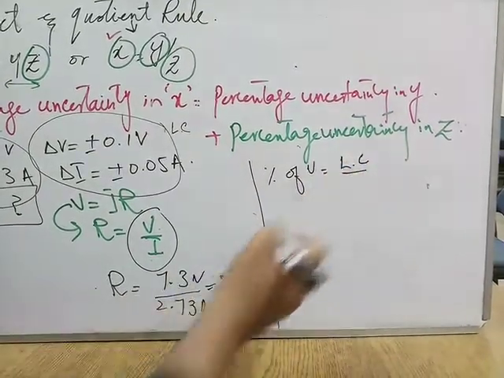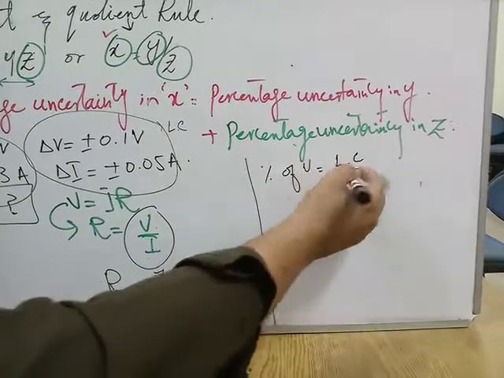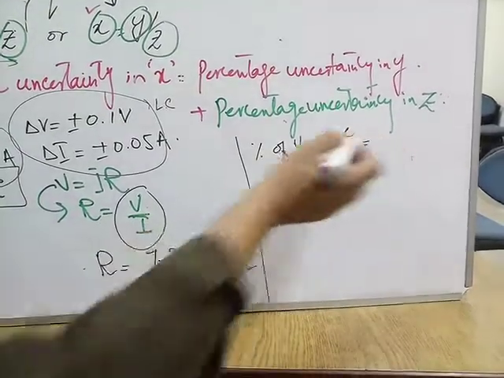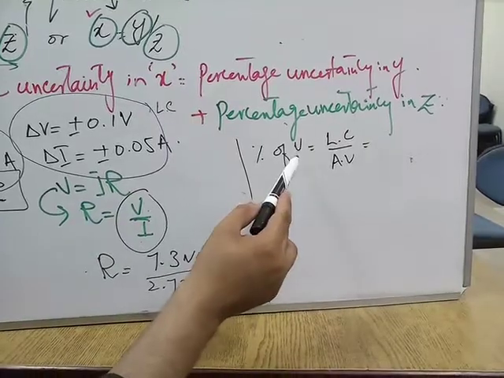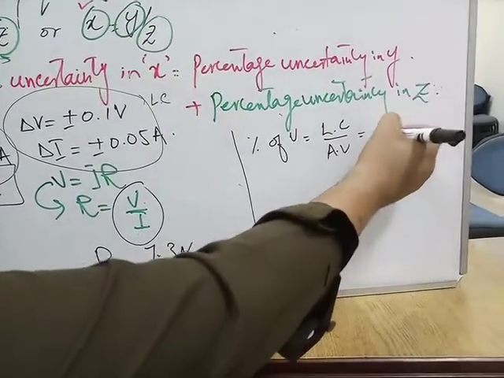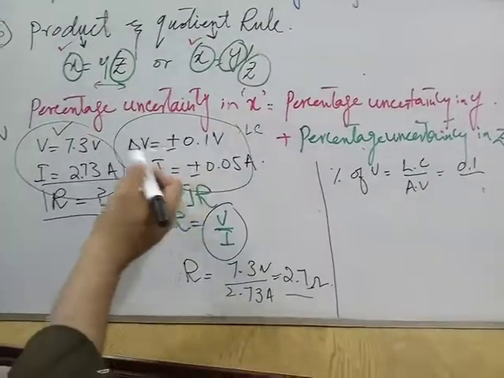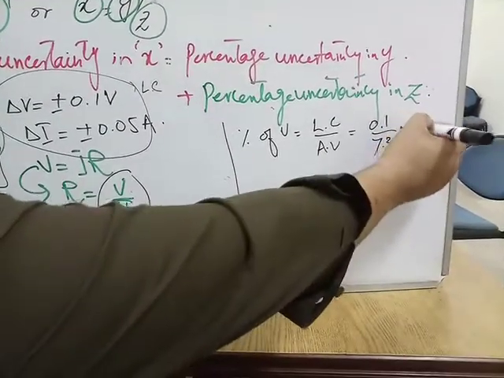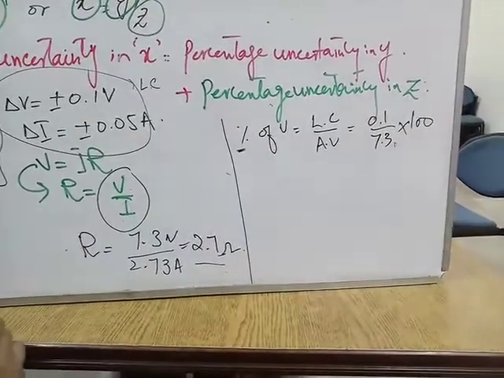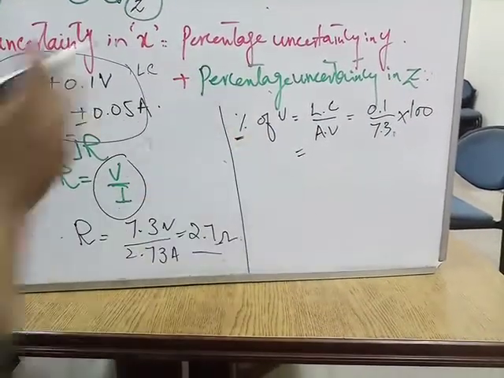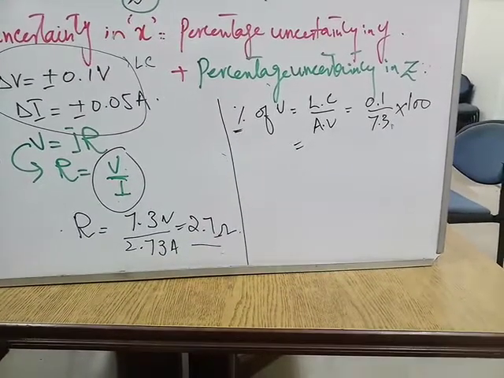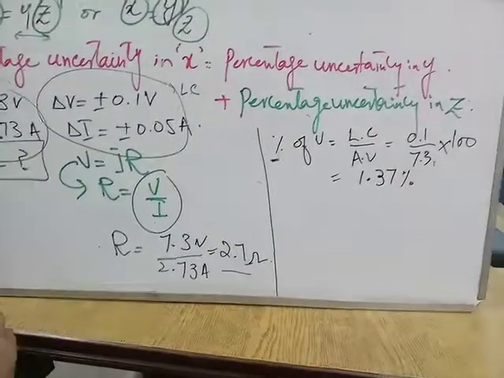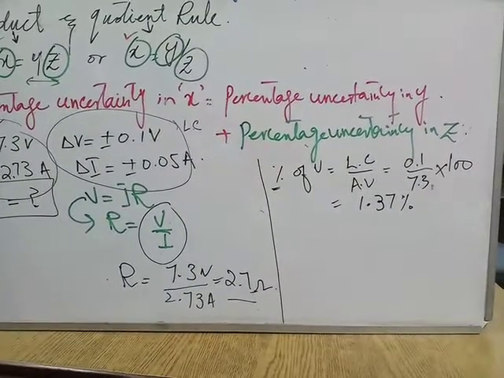For finding the percentage uncertainty of V, it is the least count of V divided by the actual value. This is my own formula. The least count of the voltage is 0.1, so I divide 0.1 by 7.3 and multiply by 100 for the percentage. You can calculate this; the answer is 1.37%.